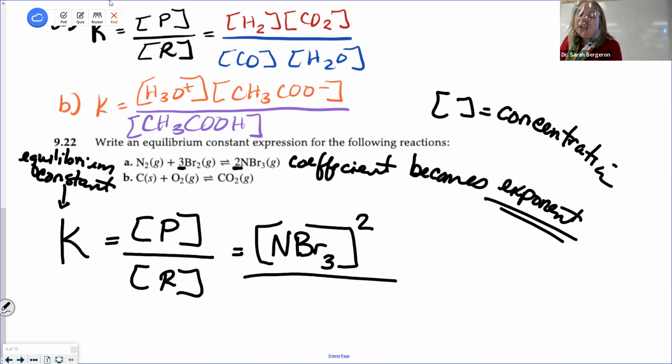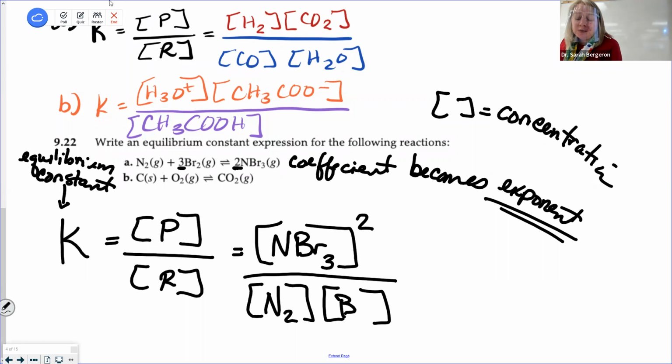Okay, so now look at my reactants. What's my first reactant? N2. So we're going to put that in brackets and it has no coefficient, so we don't have to worry about that. Now, if you have more than one reactant or more than one product, you multiply them together. So it's not a plus, we don't write anything and that shows that we're multiplying. So our second reactant is Br2. But what does Br2 have? Coefficient of 3, so we put it as cubed. Okay. Not too bad, right?